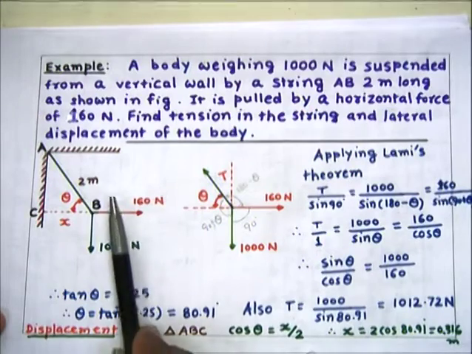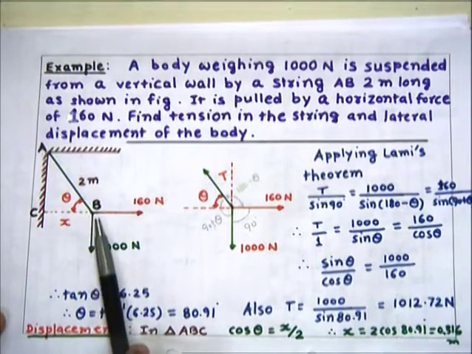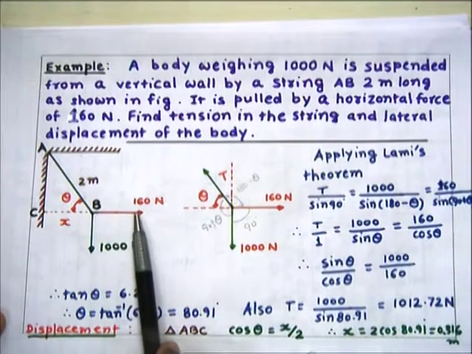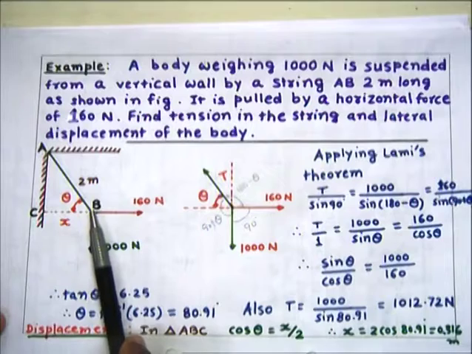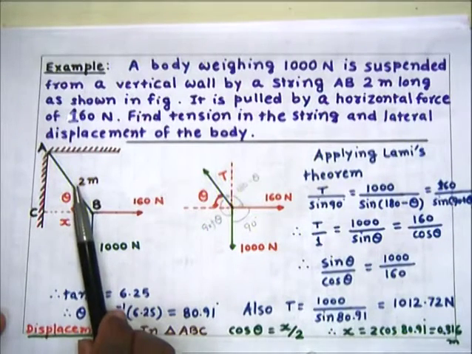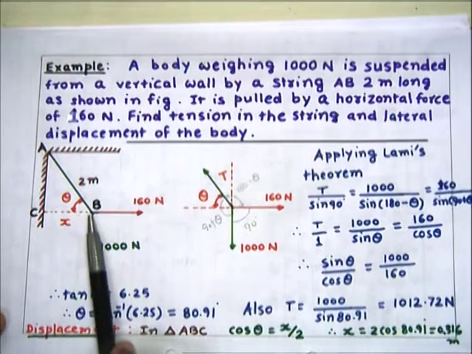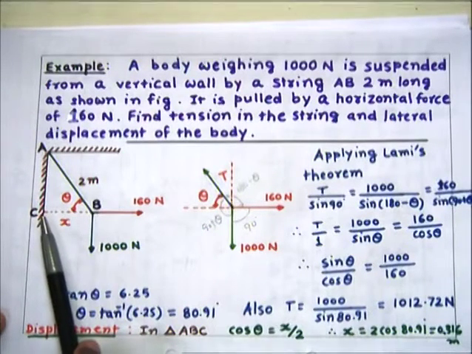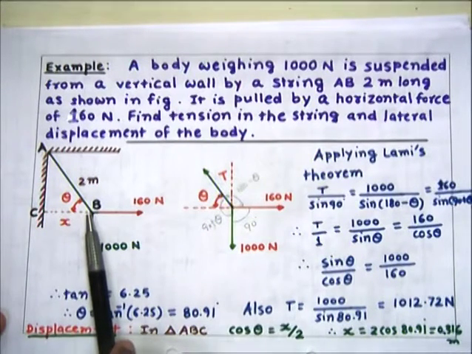So here this string AB is 2 meter long, force applied at point B horizontally is 160 Newton, and the unknowns are the tension in the string AB and also the displacement, that is, this point B is displaced by some distance. So here let us say it is displaced by a distance x. So this we need to find out.